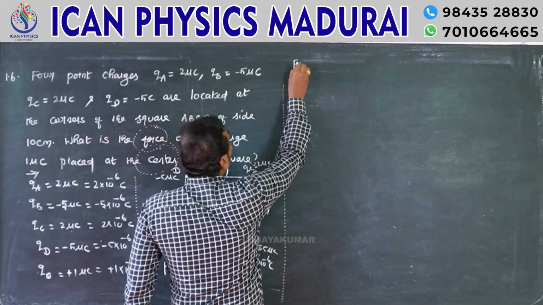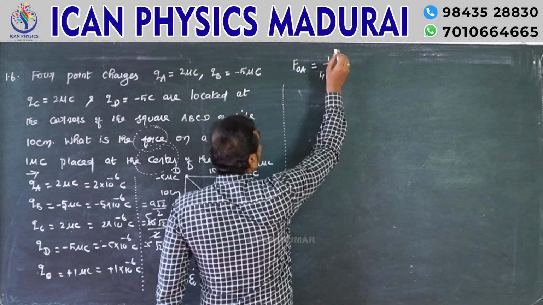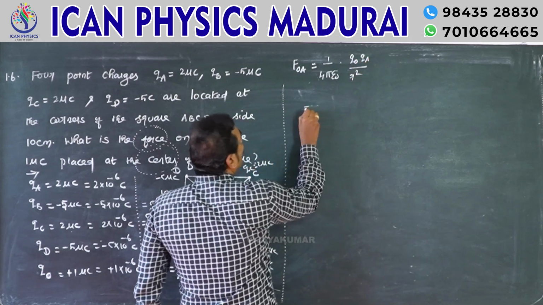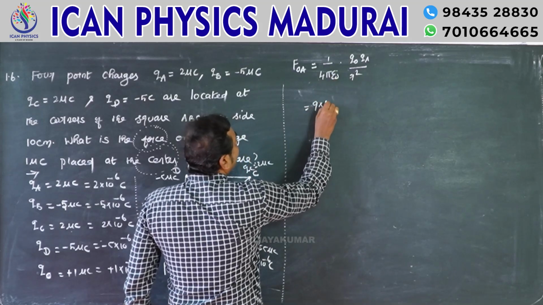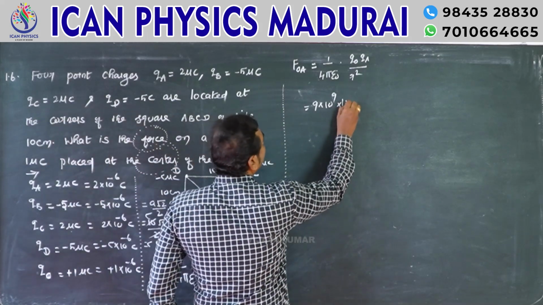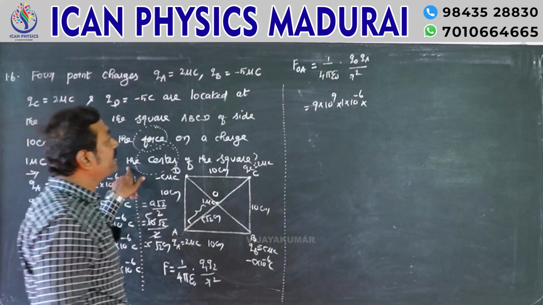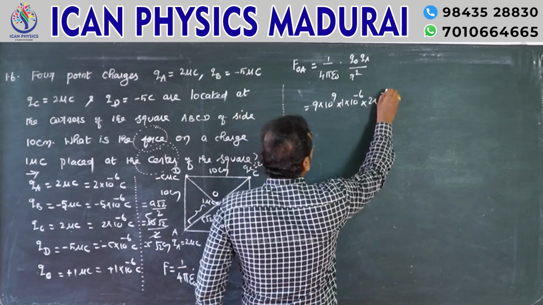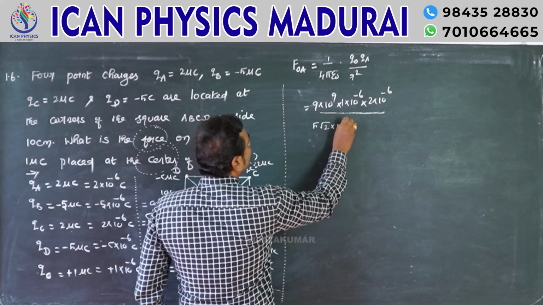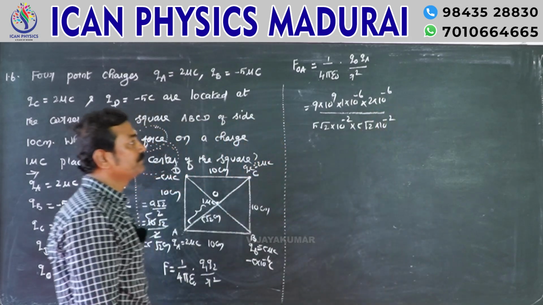Force between O and A is 1 by 4 pi epsilon 0 Q0 into QA by R square. 1 by 4 pi epsilon 0 is 9 into 10 to the power 9, into Q0, the charge at the origin, 1 into 10 to the power minus 6, into QA, which is 2 into 10 to the power minus 6, divided by R squared, that is 5 root 2 into 10 to the power minus 2 into 5 root 2 into 10 to the power minus 2. Do you get it now?